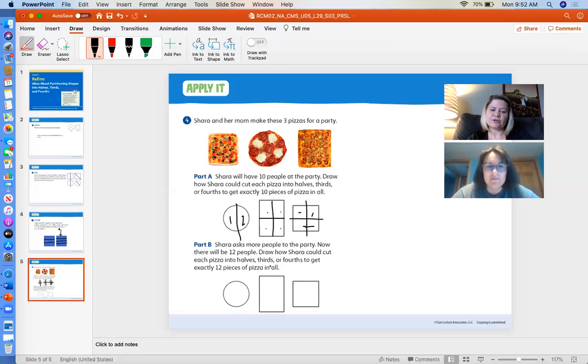Now she asks more people to the party. There will be 12 people. How could she cut the pizza to get exactly 12 pieces? So we know here when she cut them, she has 10. How could we get 2 more pieces? What would be the easiest thing to do? Cut it into 4ths, don't you think? There. So now we have 4 and 4 and 4. And I know that 4 plus 4 is 8, and another 4 would be 12. Wow.